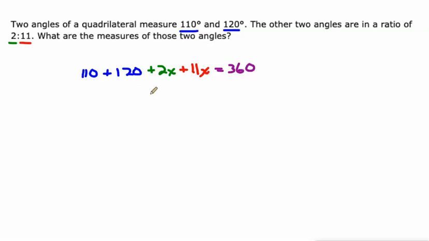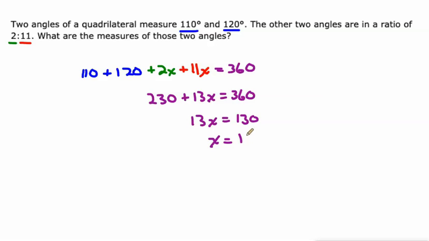Okay, so 110 and 120, that makes 230. 2x and 11x, that makes 13x. Let's subtract 230 from both sides. We'll get 13x equals 130. Divide both sides by 13, and we see that x equals 10. All right, so we're trying to find these missing angles. One of them would be 2 times x, which in this case is going to be 2 times 10. So one of our missing angles is 20 degrees.